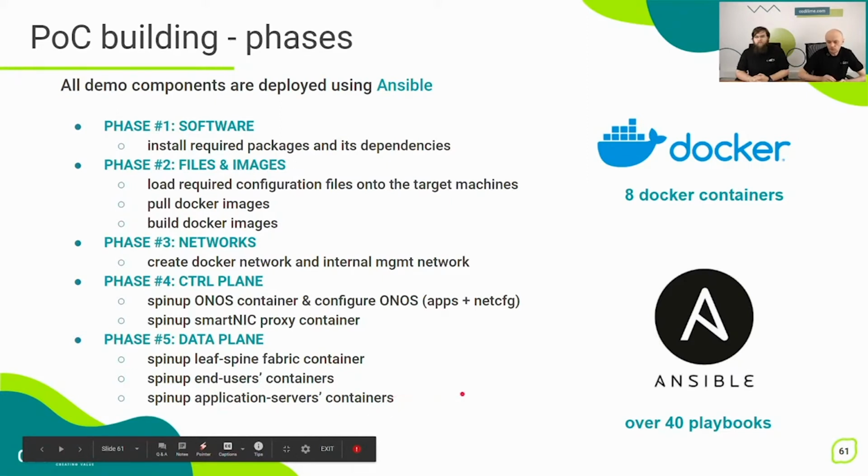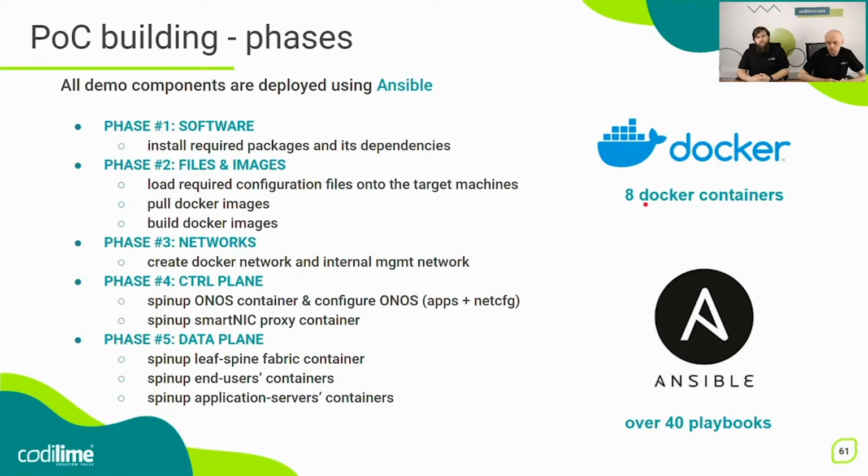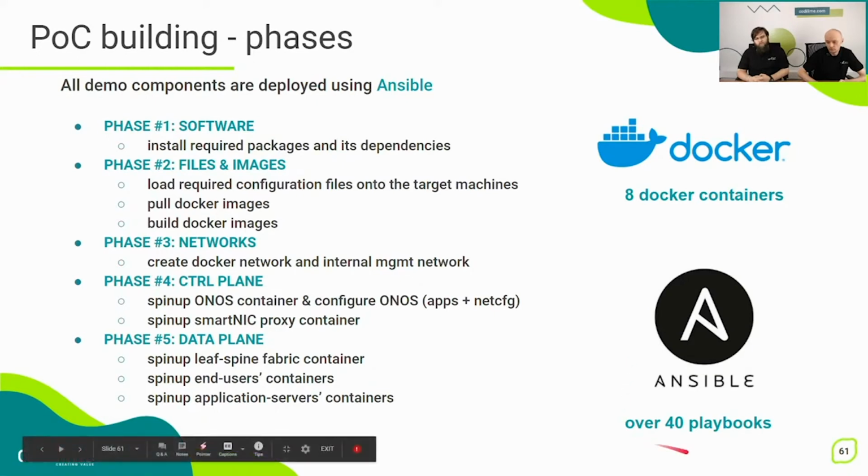So the entire setup contains 80 Docker containers. These are the custom ONOS instance, the SmartNIC proxy container, the mininet container with leaf-spine fabric, and 5 containers representing end users and application servers. To deploy this, we use something like 40 Ansible playbooks, including Ansible roles definitions, etc. Okay, and now I think it's high time to present how all this works.